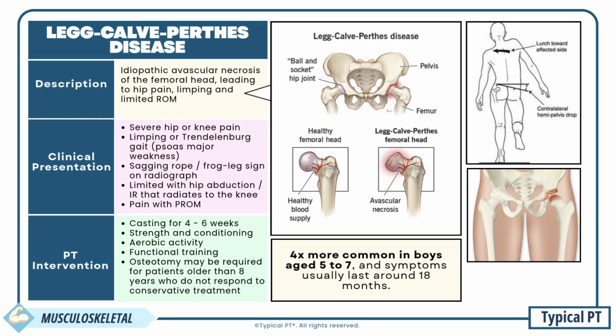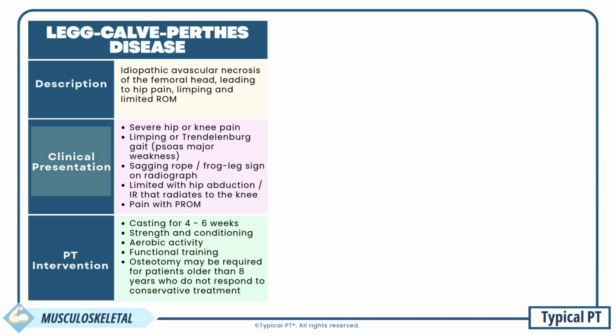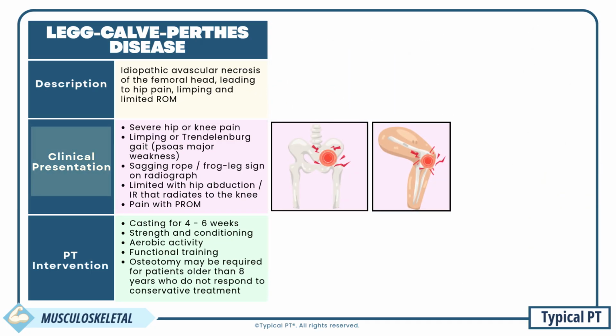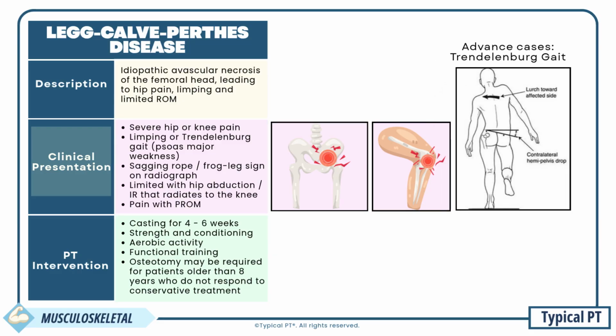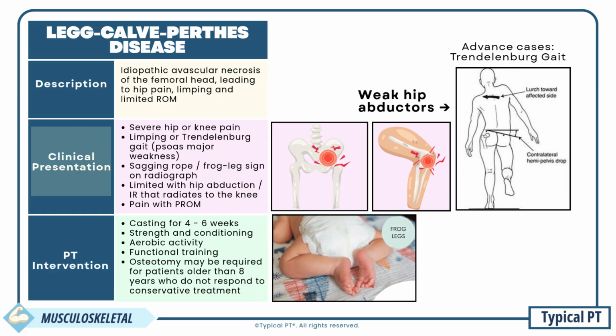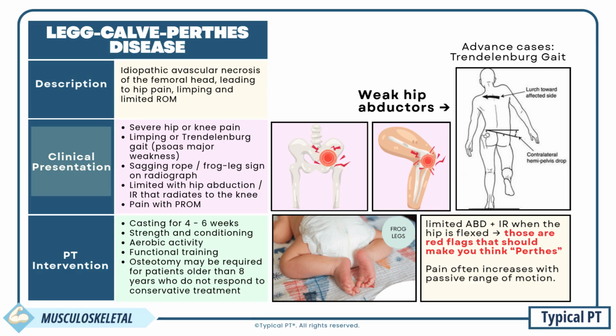It's 4 times more common in boys aged 5 to 7, and symptoms usually last around 18 months. Clinically, we'd see hip or knee pain, limping, and in more advanced cases, a Trendelenburg gait due to weakened hip abductors. There's also the frog leg posture or sagging rope sign, plus limited abduction and internal rotation, especially when the hip is flexed. Those are red flags that should make you think Perthes. Pain often increases with passive range of motion.